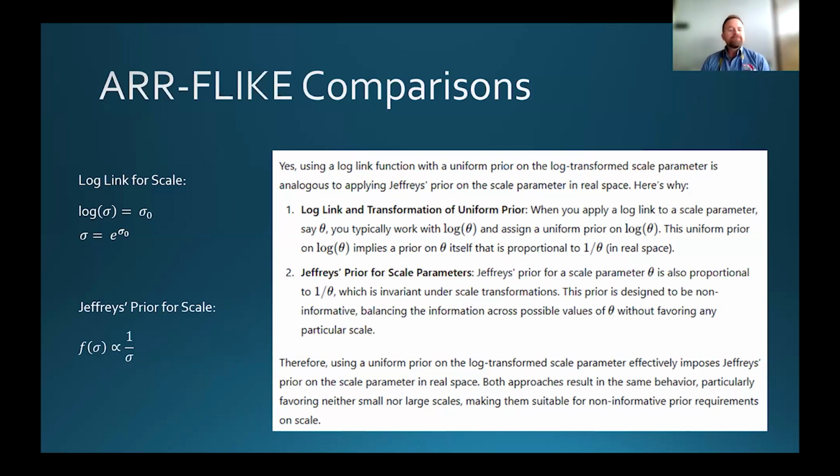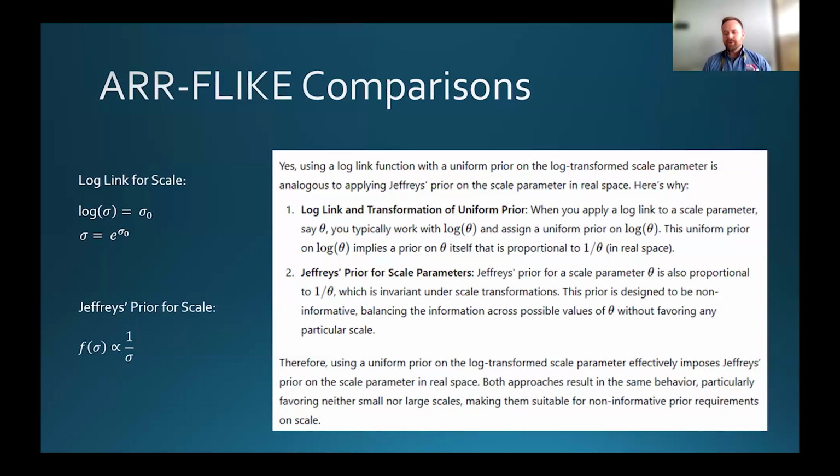Sorry. So there are 2 ways you can do this, and I'm not sure quite which one FLIKE did. It could be one of these 2. Regardless, it gives you the same answer. In the past, it's been very common to use a log transform function for scale. The scale parameter must be positive. It can't be 0 or negative. And to ensure that, you use a log transform. That's very common in practice in a lot of different software.